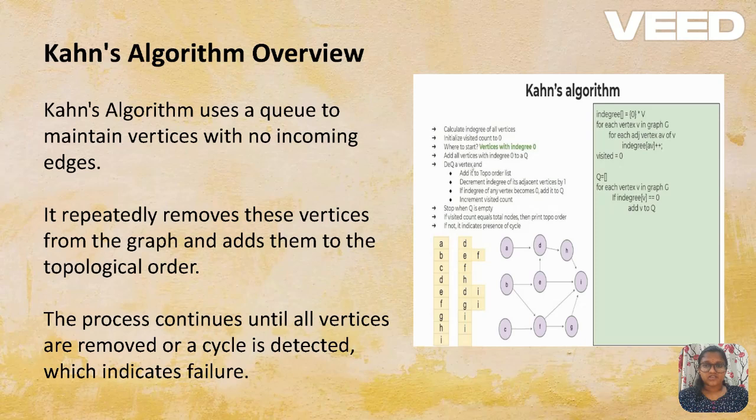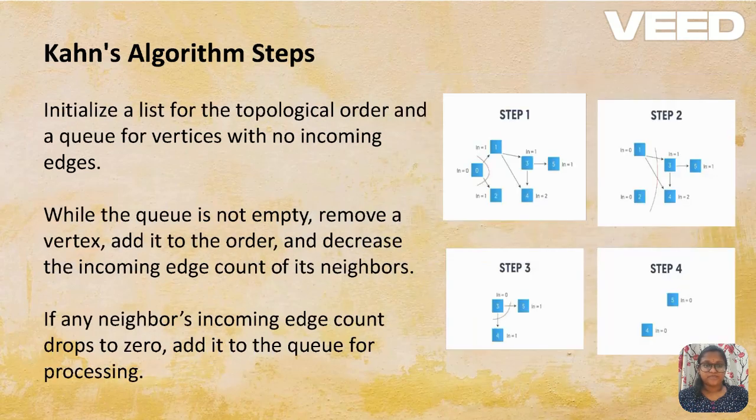The first one is Kahn's algorithm. Kahn's algorithm uses a queue to maintain vertices with no incoming edges. It repeatedly removes these vertices from the graph and adds them to the topological order. The process continues until all vertices are removed or a cycle is detected, which indicates failure.